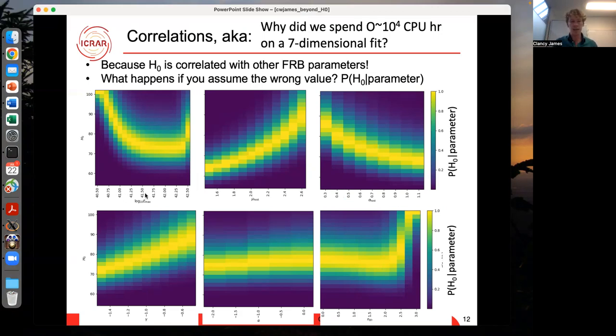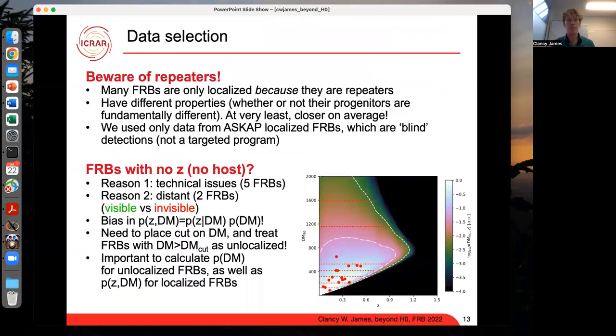So here the x-axis is different values of the various model parameters. The y-axis is H0, and what's plotted in the color scale is a probability distribution of H0 given that fixed value of the parameter. And you see that most of these parameters, except alpha, the spectral dependence, are quite correlated with the Hubble constant. Now, these correlations are quite complicated. I could spend a long time talking about them, but the message is you need to include the correlating effects of these other parameters in this kind of study.